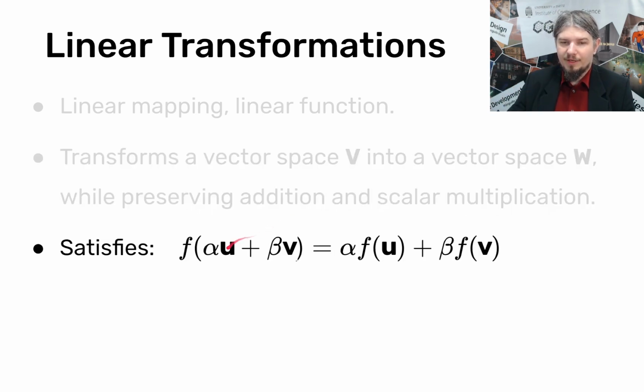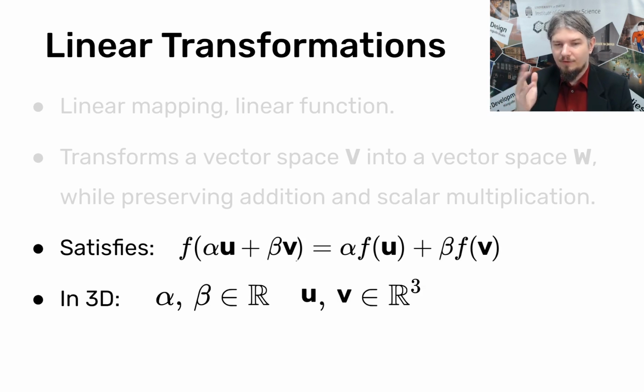So if we have a linear combination of two vectors, so one vector u is multiplied with some scalar alpha, and we add to it some other vector v that's multiplied with a scalar beta, and we apply some kind of a function to it, then it would be the same if we were to apply that function on the vectors u and v, use the scalar factors on the results and add them together. So it doesn't matter if we're doing the linear combination in one space or another space, the result will be the same. So in 3D, of course, the scalars will be real numbers and vectors will be three-dimensional vectors. In 2D, they would be two-dimensional vectors.